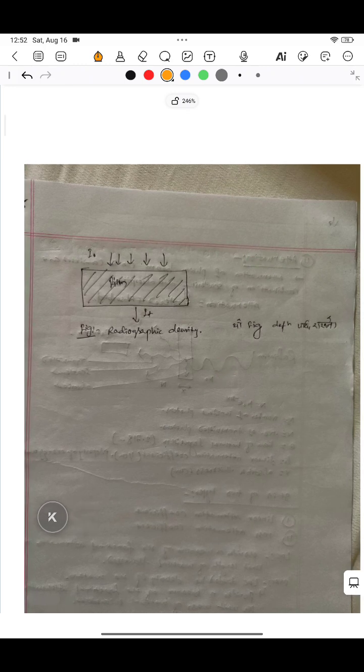I have already shown you the figure: that is the incident intensity of the light, and this one is the traversed intensity of light. This was a film. So how much it is blackened, that is the radiographic density.